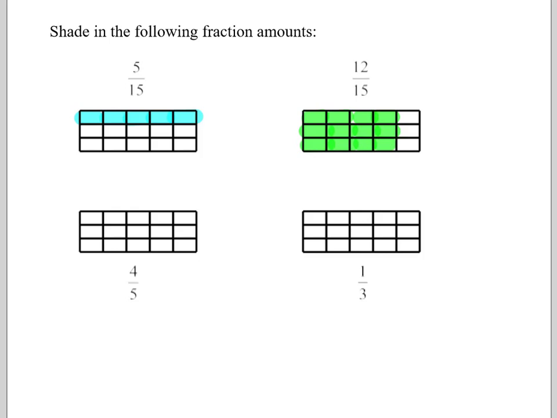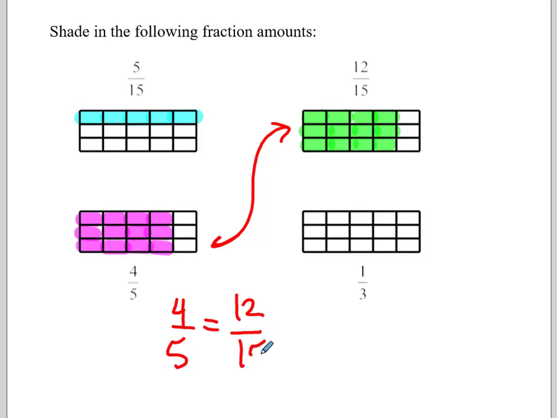Okay, 4/5. This says out of every 5 squares or rectangles, you have to shade 4 of them. So there's 4 out of the top 5, 4 out of the second group of 5, and 4 out of the last group of 5. Now again, you might notice something. You might say, hey, look, these two are the same. And you would be correct. 4/5 is the same as 12/15.